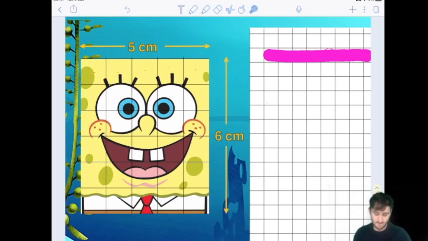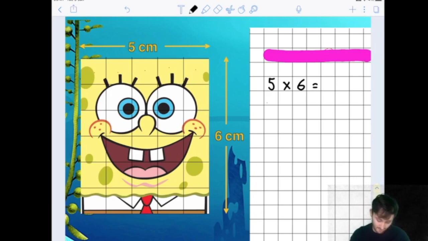Okay. So I know that I've got 5 centimetres here, so I'm going to write 5, and I've got 6 centimetres down here. So I need to multiply 5 times 6. Well, my TT Rockstars, 5 times 6, I know that is 30. So I am going to put my 30 just here. But then remember, I need to write my unit of measurement after my 30, which is centimetres.